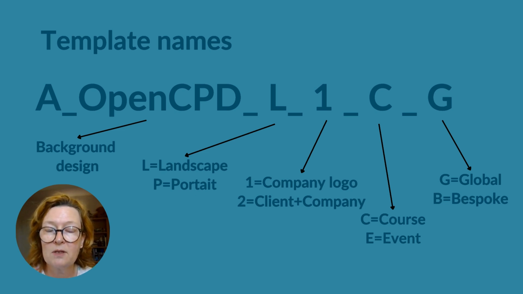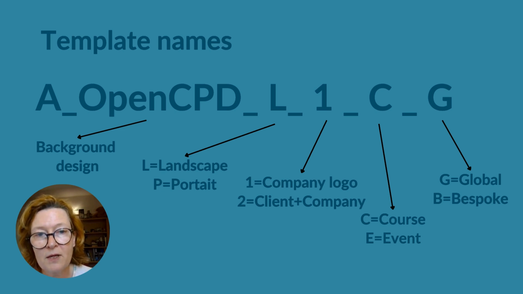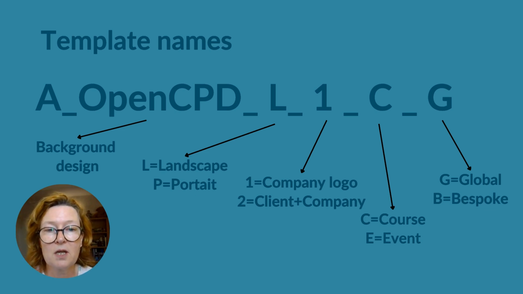But in some cases you might want to deliver an event or a course on behalf of a particular client. If you select a template that has 2 in here, it will print both your logo and your client logo on it. I'll talk about it a little bit later on in this video. And of course, we use slightly different text for courses and events. So this C will just tell you whether the particular template is optimized for a course or an event.